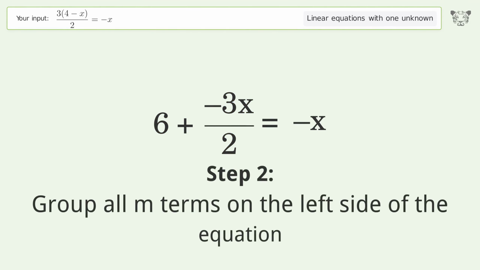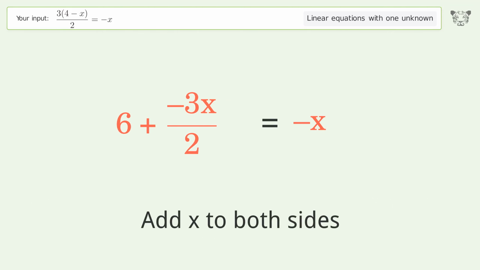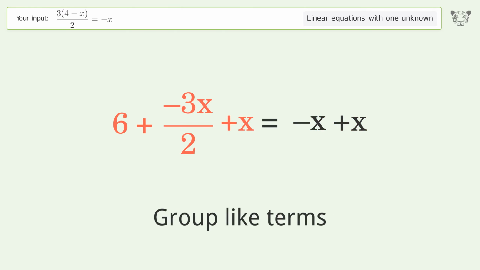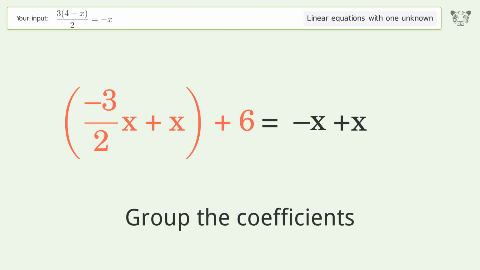Group all m terms on the left side of the equation. Add x to both sides. Group like terms. Group the coefficients.